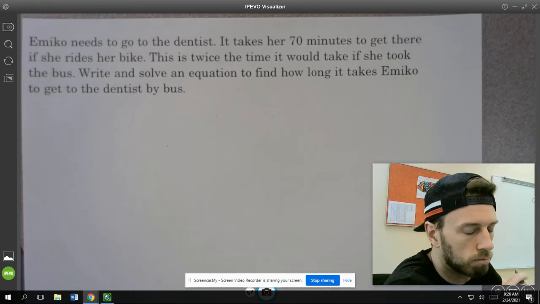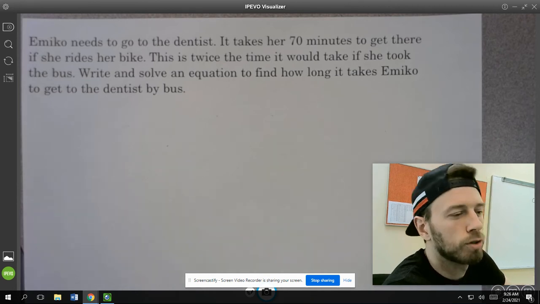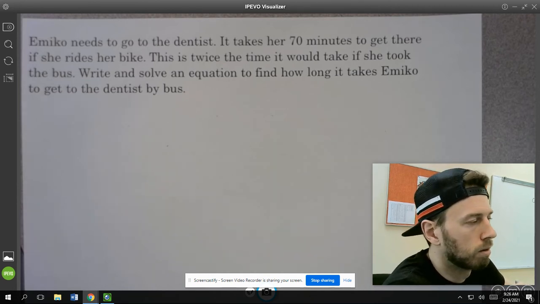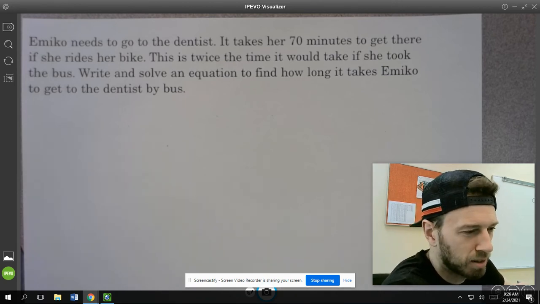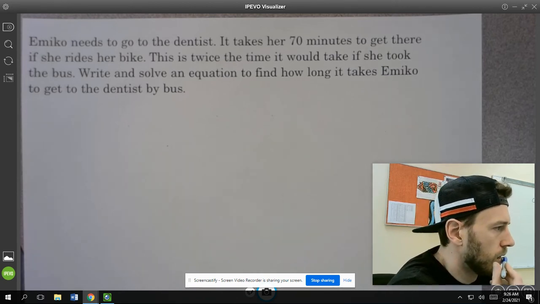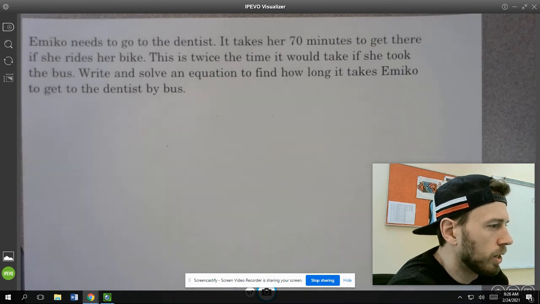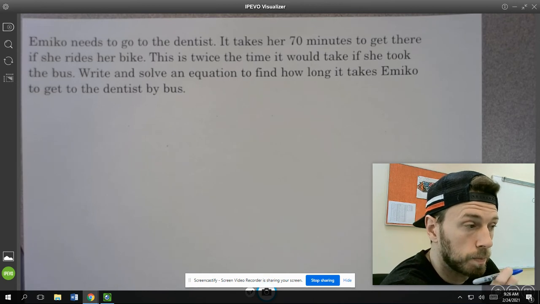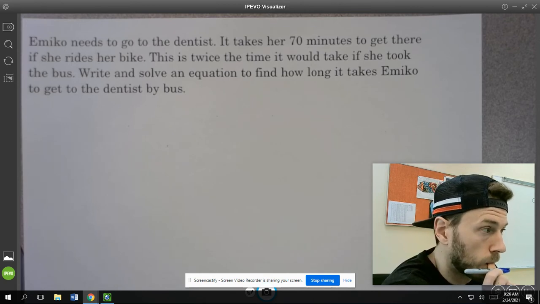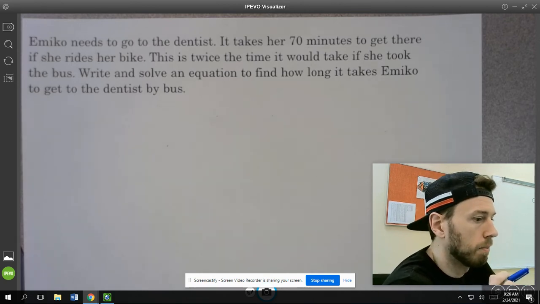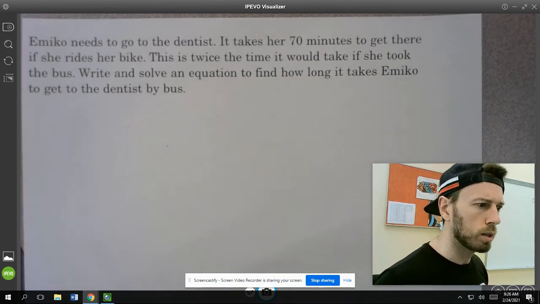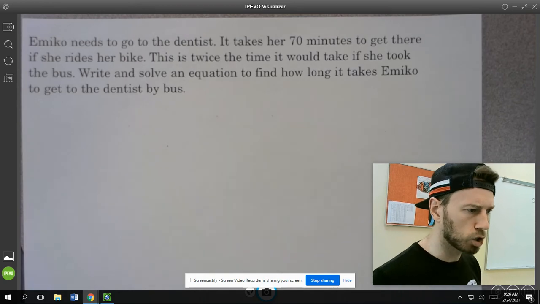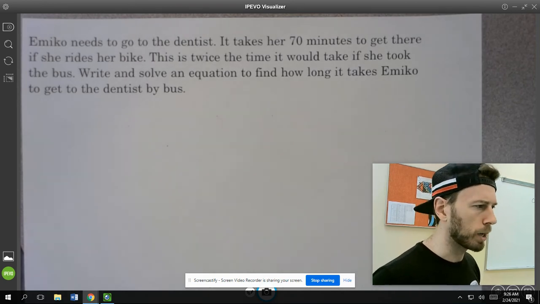Okay. Before we move on, which is faster, the bus or the bike? I mean, the bus, right? Obviously, the bus is going to be faster. Write and solve an equation to find out how long it takes Amiko to get to the dentist by bus. Twice the time. Twice. What does twice mean? Twice means times 2. Times 2 means multiplication. What we should be creating here is a multiplication equation.